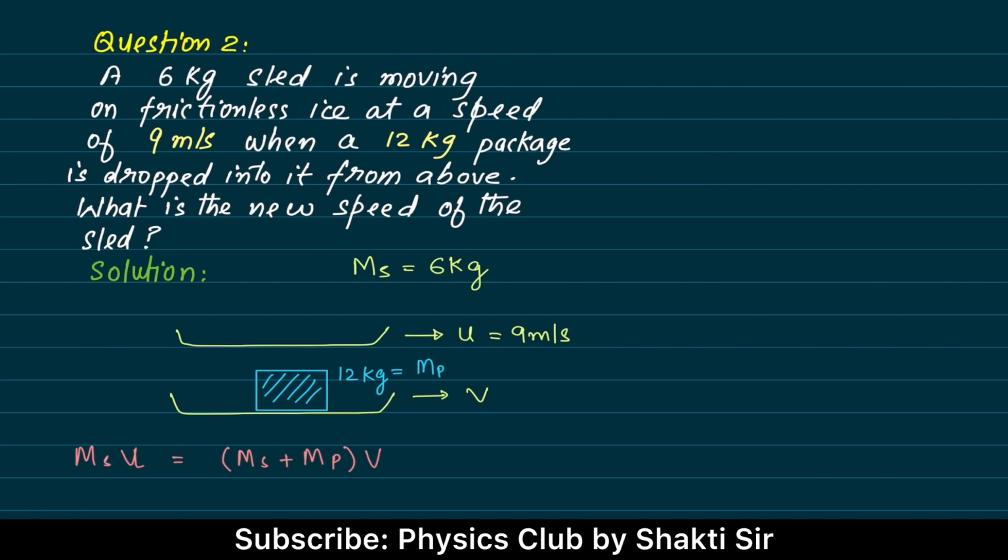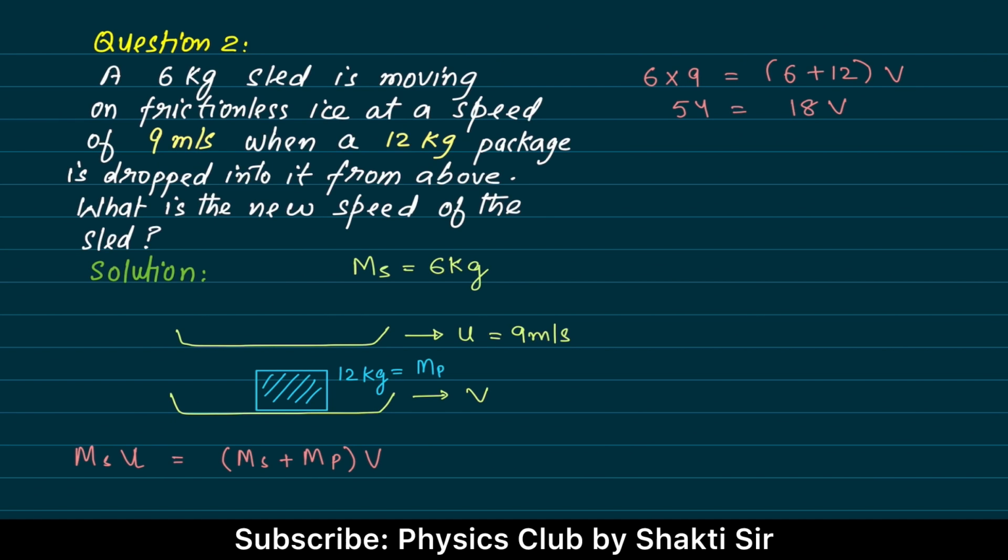Okay, so 6 multiplied by 9 is 54, equals 18 times v, right? Then you can calculate 54 divided by 18 equals v, and it is nothing but 3 meter per second. So this is the velocity with which the combined system is moving. So this is our answer.